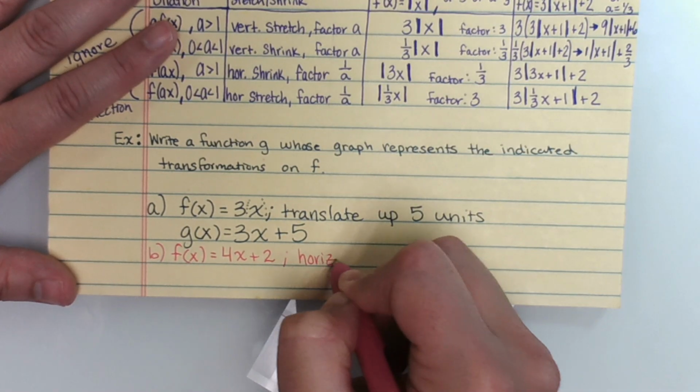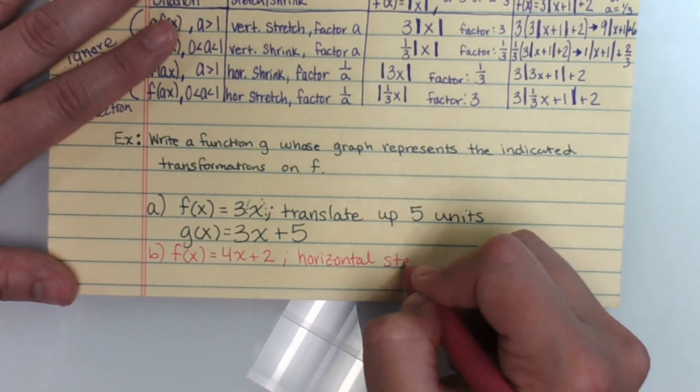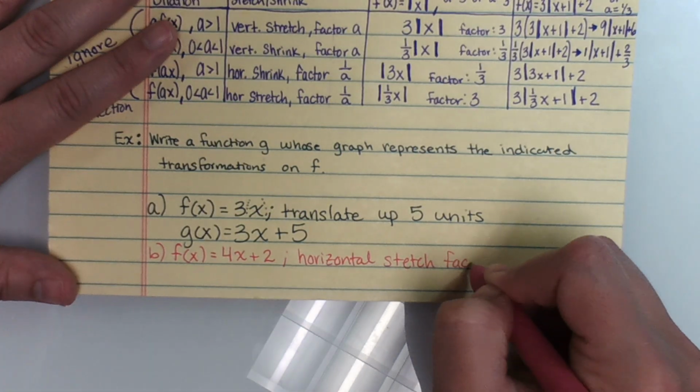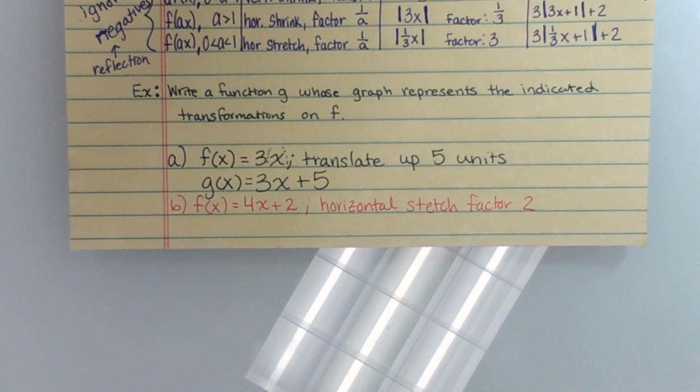Final example. They're going to give you an f of x. 4x plus 2. They want you to perform a horizontal stretch on it. Stretches and shrinks. Are you adding and subtracting, putting negatives, or multiplying? Multiplying. Now horizontal, is that inside or outside? Inside. Horizontal is inside, so we're multiplying inside.